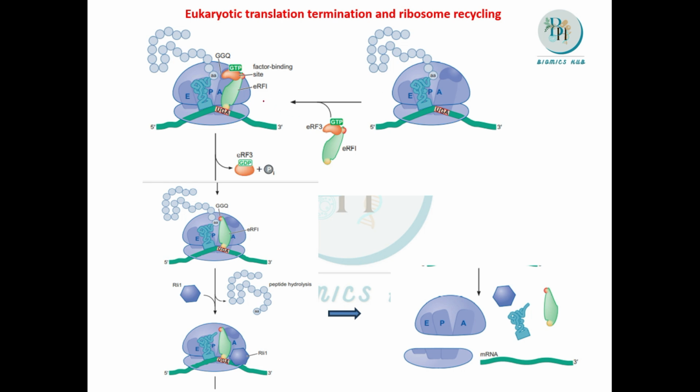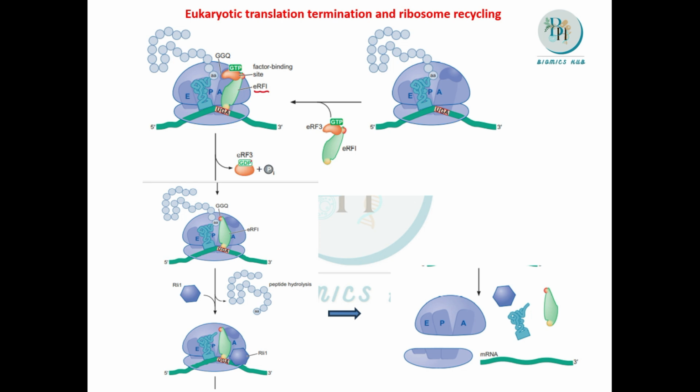But in case of eukaryotes, the ERF3 is taking the ERF1 to the A site where there is a stop codon. It recognizes the stop codon. Here we can see that ERF1 is coming and binding in the A site. It is having a GGQ sequence, and this GGQ sequence is helping in the dissociation of these amino acids.